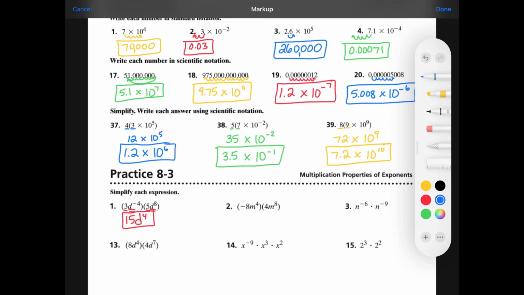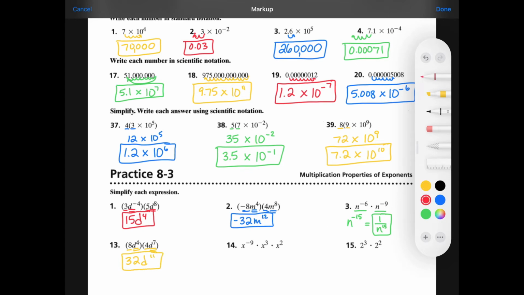Number 2, you got negative 8 times 4 is negative 32. M to the 4th, m to the 8th, add them up, becomes m to the 12th. Number 3, we add the exponents. Negative 6 plus negative 9 is negative 15. But you can't leave a negative exponent, only in scientific notation. So drop it under a 1. 8 times 4, 32. D to the 4th, D to the 7th, add them up, D to the 11th.